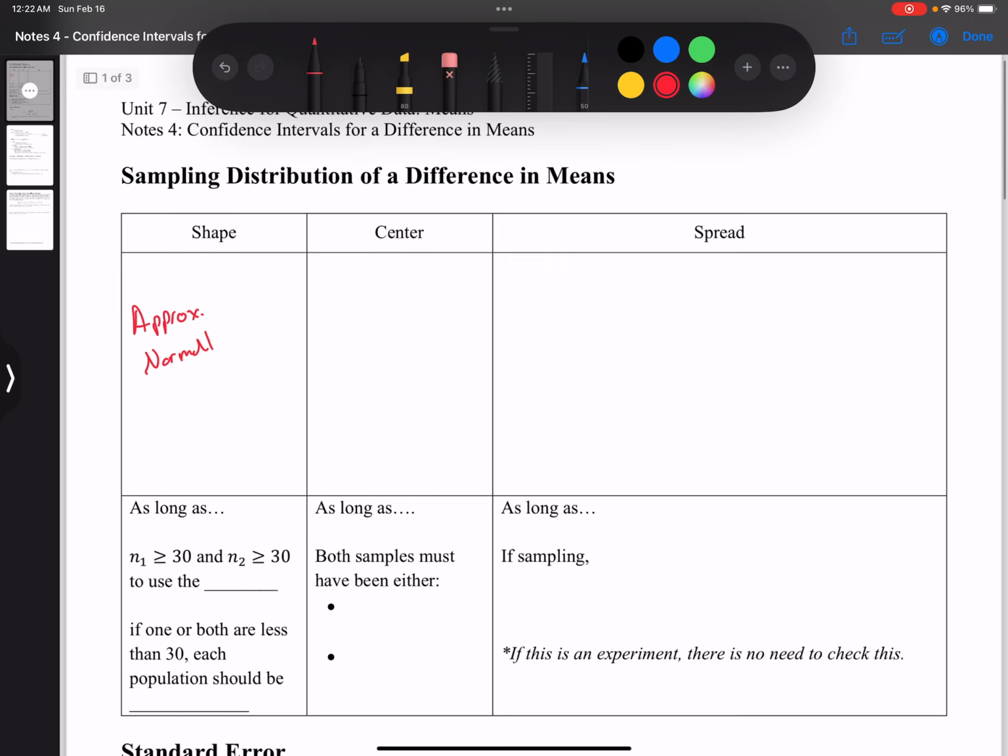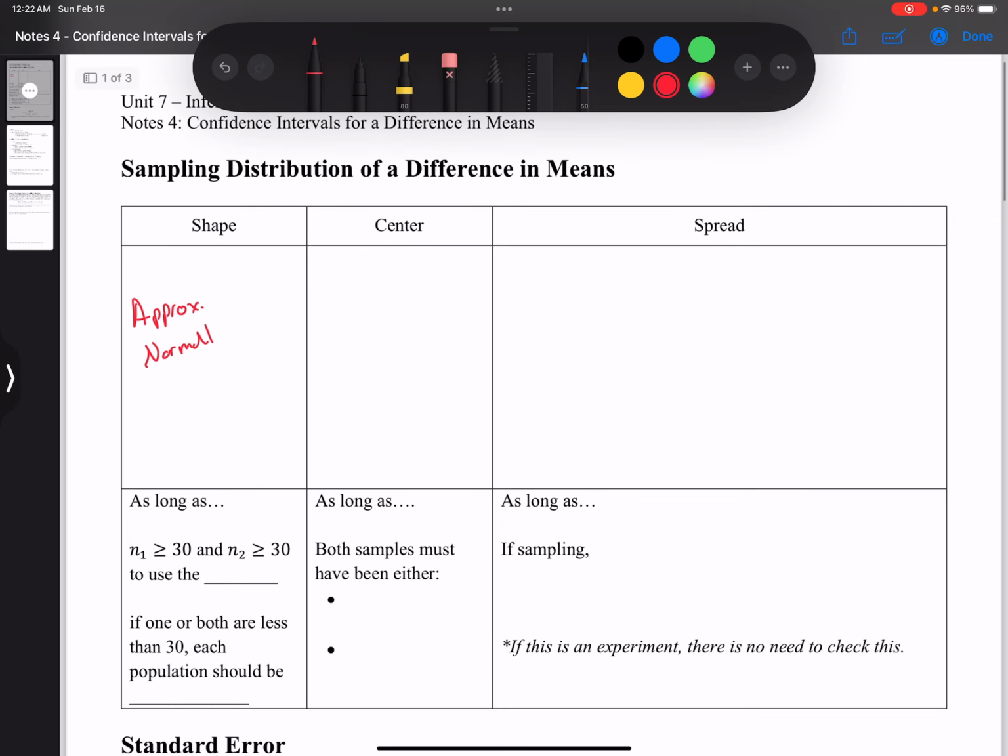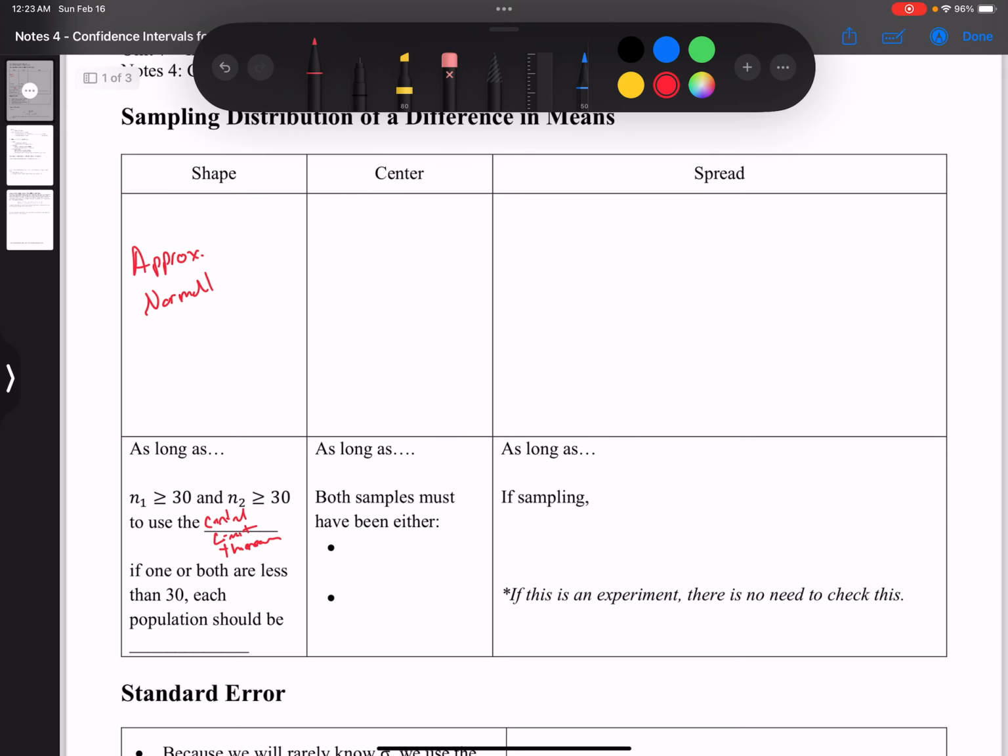For the sampling distribution for a difference in means, of course, we always have to worry about the conditions. I'm sorry, you're going to have to write this out, because it is a little different when we have two samples. I want to make sure you write it down one more time. Our shape has to be approximately normal. As long as our two sample sizes are greater than 30, we can use the central limit theorem. Or if one or both are less than 30, then each population should be normal.